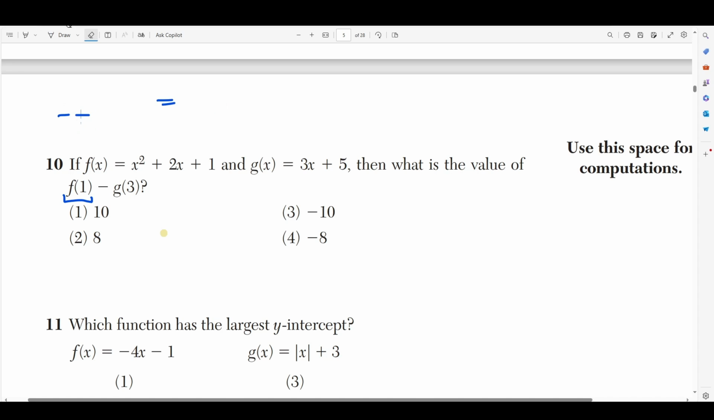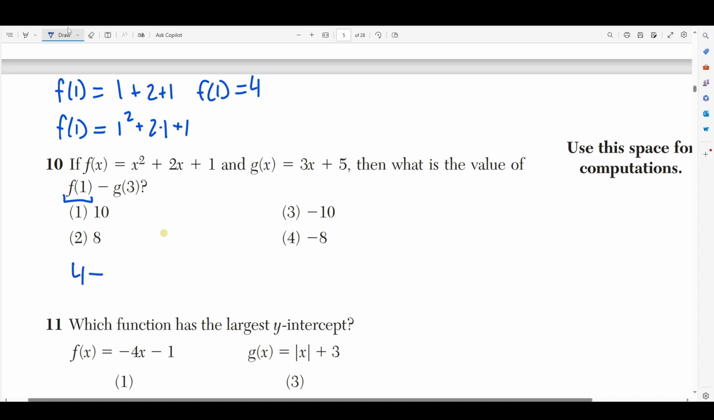So for example, f of 1 just means plug x equals 1 into f of x. Okay, so we're going to do that, right? So f of 1 is really going to equal plugging in x equals 1. So 1 squared plus 2 times 1 plus 1. So really just replace x with 1. That means that f of 1 is going to equal 1 plus 2 plus 1, or f of 1 is going to equal 4.